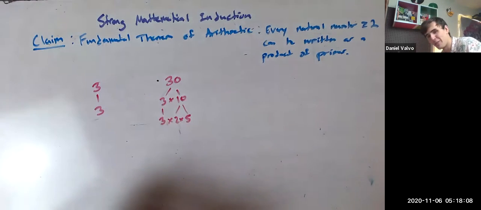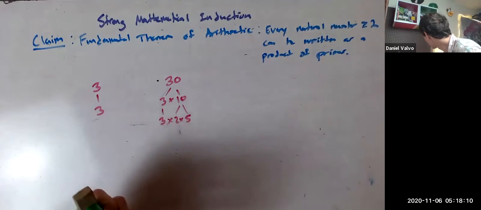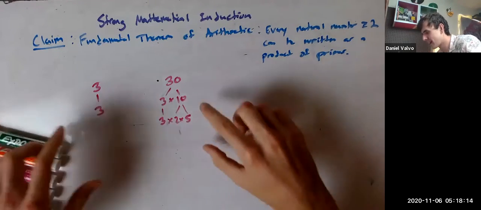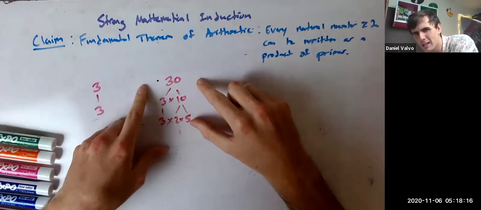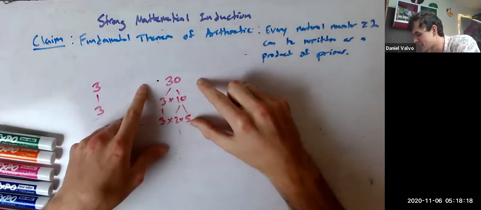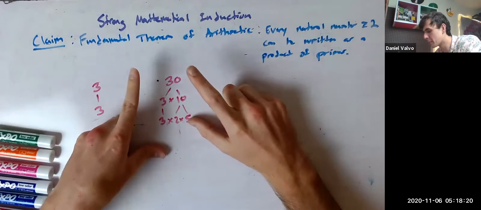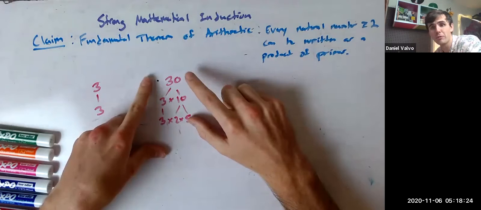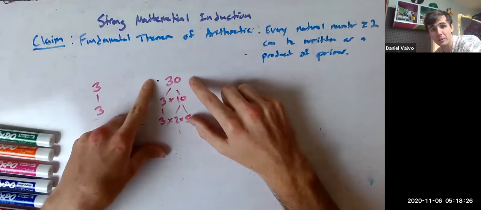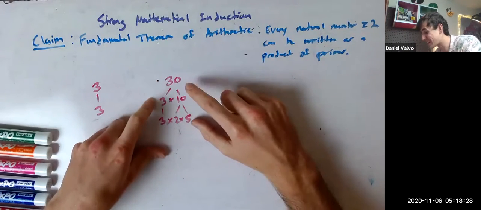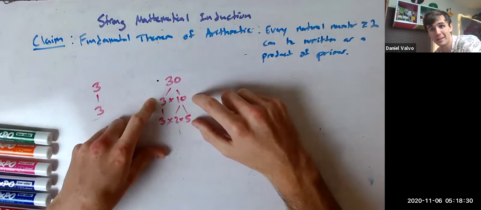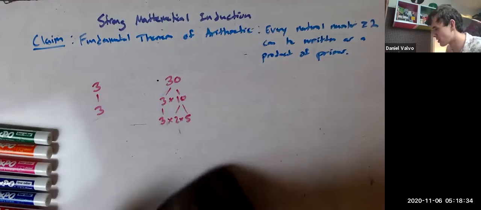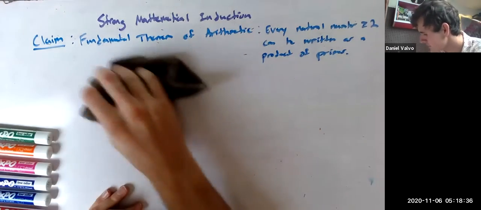So that's the idea. And now let's talk about loosely how we might prove this. And notice this feels very induction-like, right? It's kind of like we're saying we can prove 30 can be written as a product of primes because we know 3 and 10 can be written as a product of primes. So stick with me for a second.